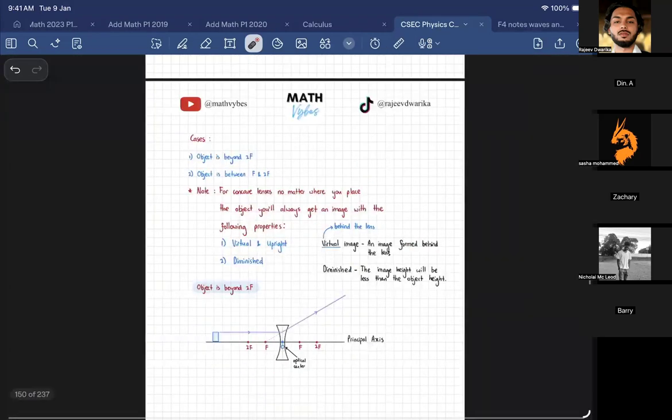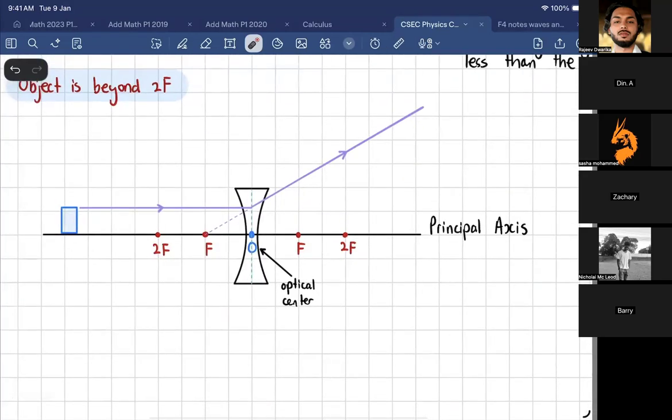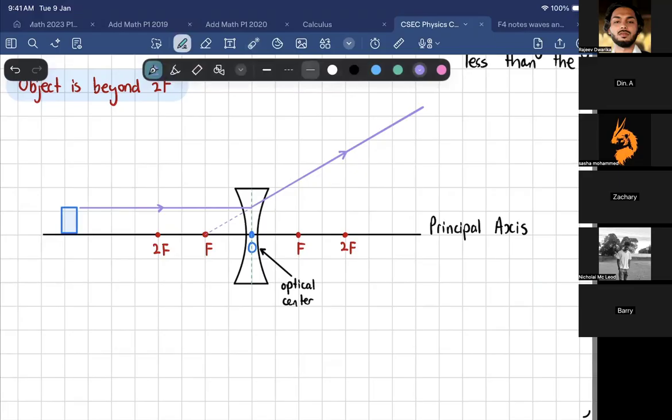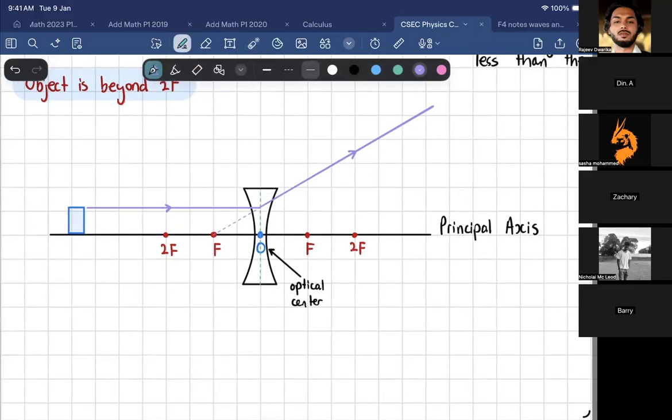Okay, so I hope everybody understands what I did so far. We just applied the second rule. Let's apply the first rule now. If I have a light ray passing straight through the optical center, what will happen? It just keeps going straight. Exactly. So the next thing we're going to do is draw a light ray from the object passing straight through the optical center.